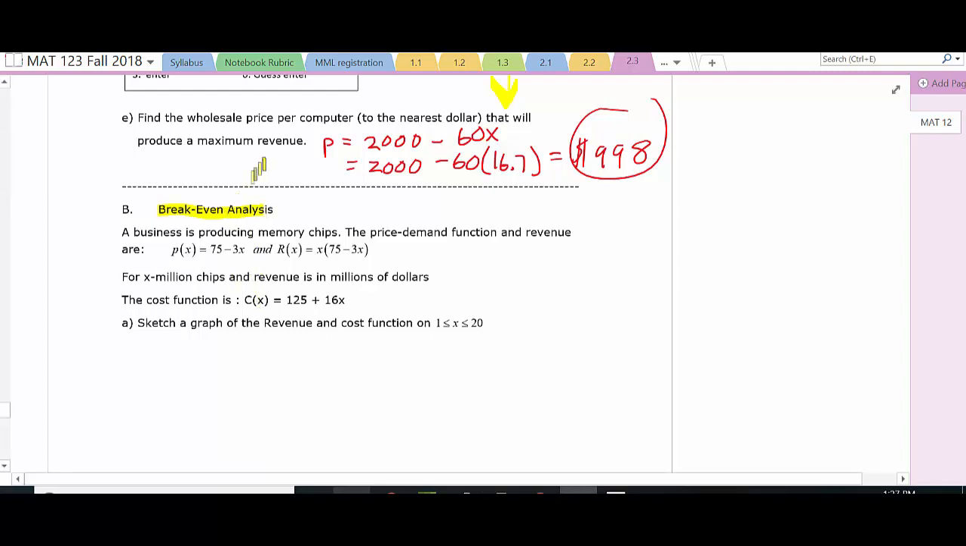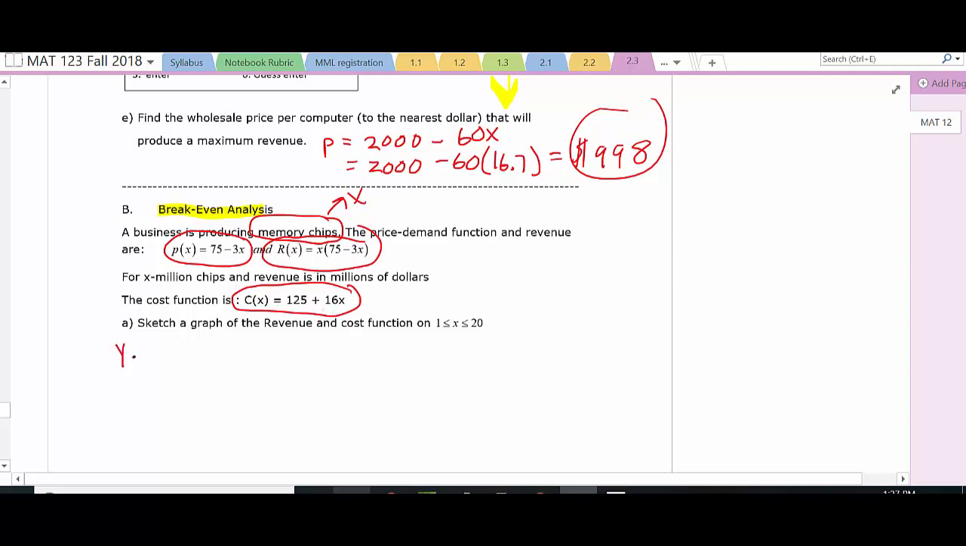So this one, what I've given you, is we're producing memory chips, that's X. I've given you a price demand function, and I went ahead and just gave you the revenue this time. And I also gave you a cost function like that, okay? So the first thing we're going to do is use our calculator to graph the revenue and the cost at the same time.